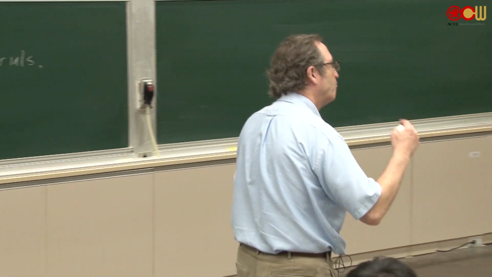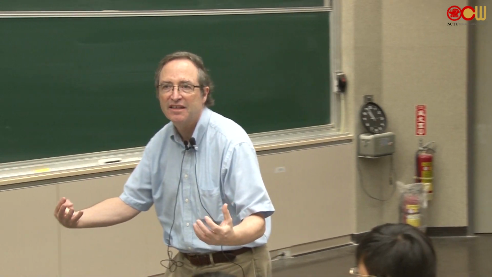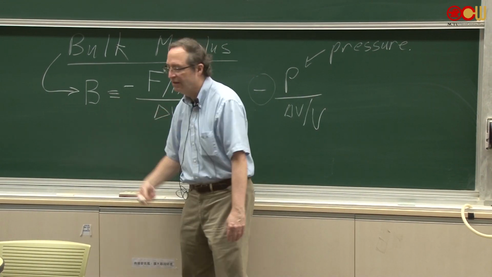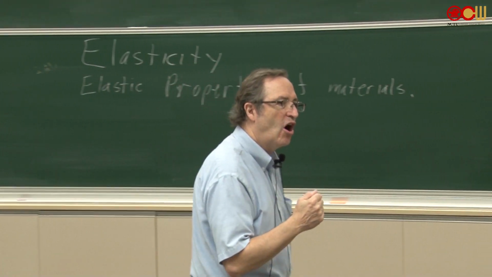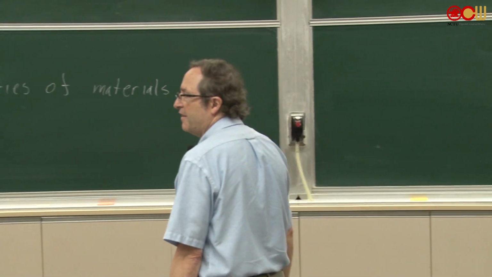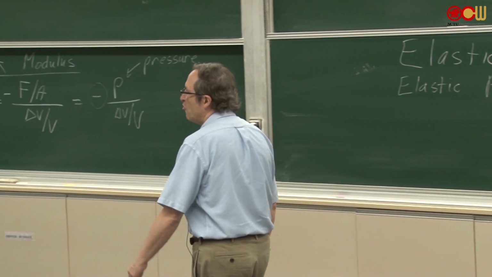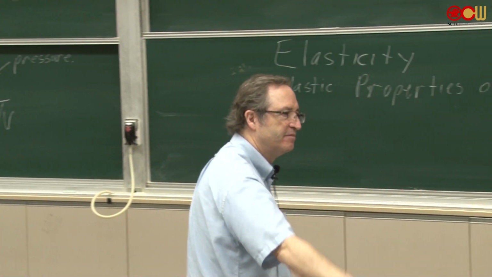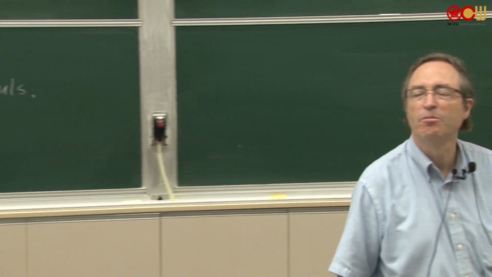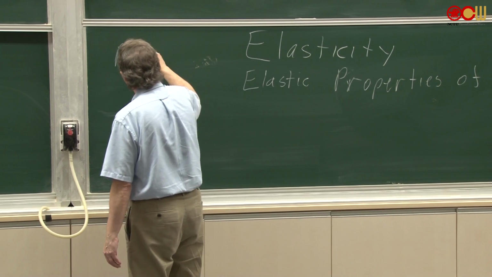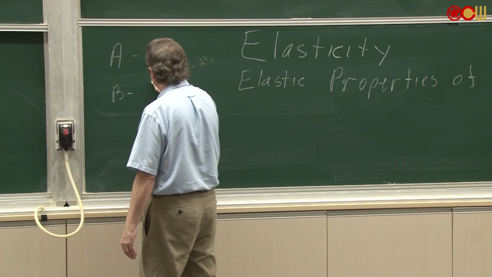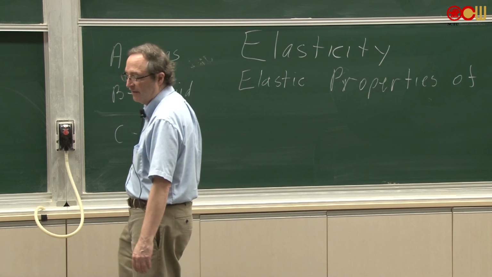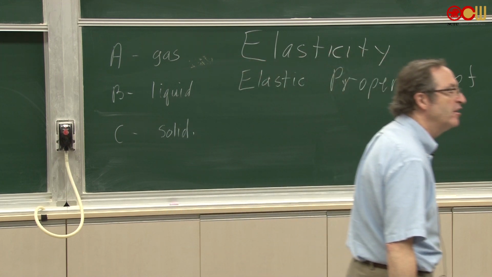In physics, we always like properties of things to have positive numbers as much as possible, so we define things that way. This is the definition of the bulk modulus. So what has the largest bulk modulus? The air in a balloon, the water in a container, or this piece of chalk? A is gas. B is a liquid. C is solid. I want everybody to think about what has the largest bulk modulus.